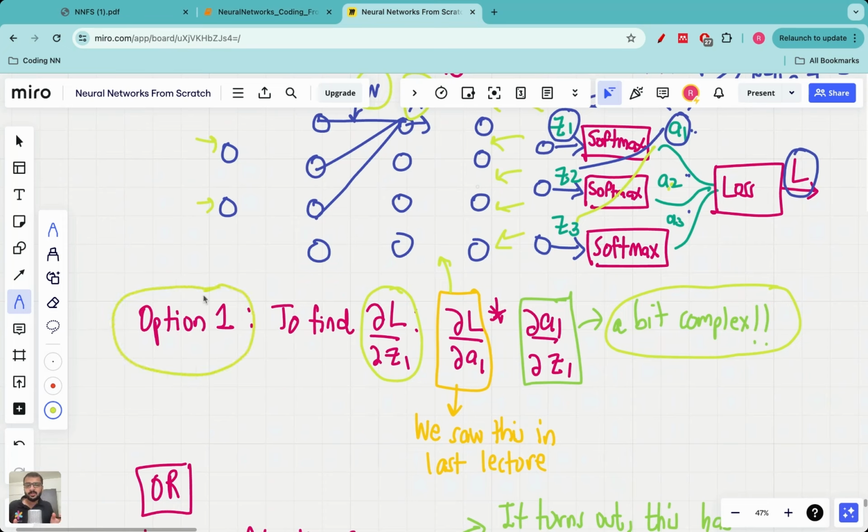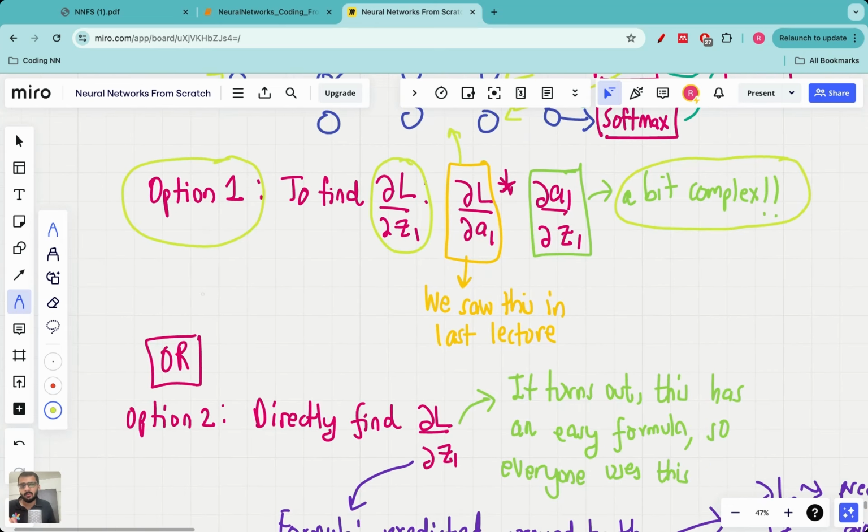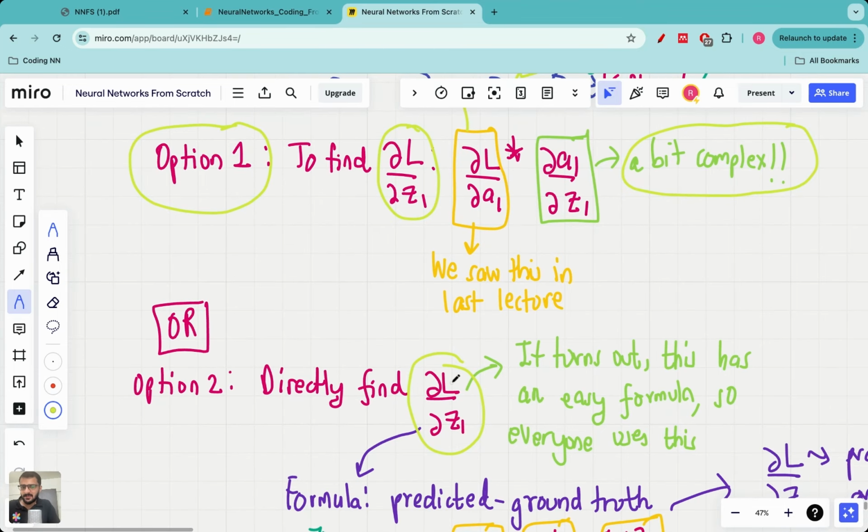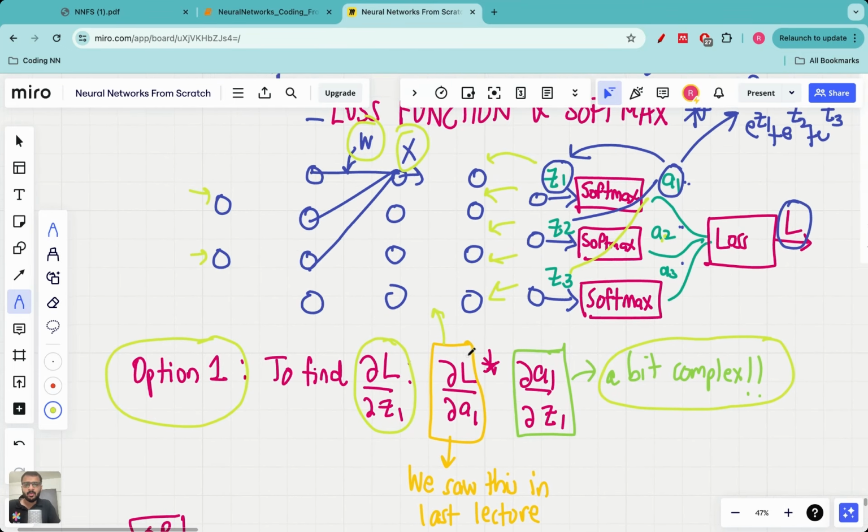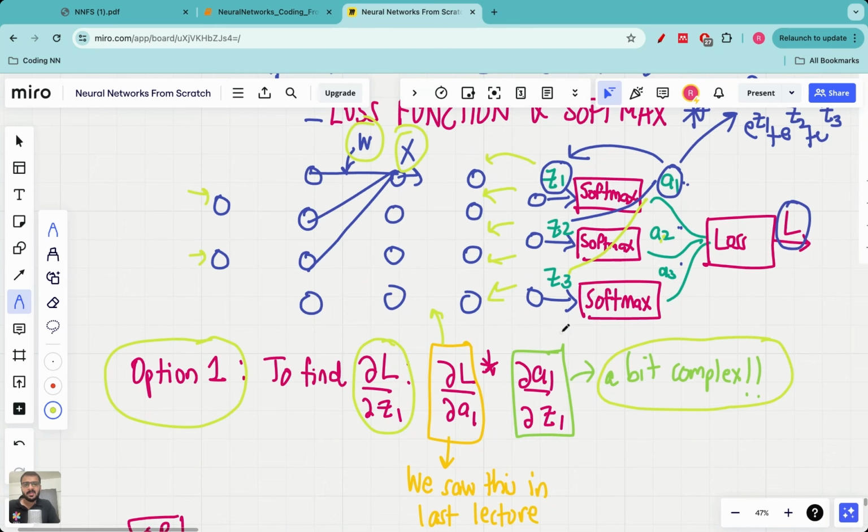But to all those who find this mathematically hard, and it is mathematically challenging, don't worry, because we have a second option to find the partial derivative of loss with respect to z1, z2, and z3. And it turns out that this is actually quite an easy formula, so we don't have to go through both of these steps.